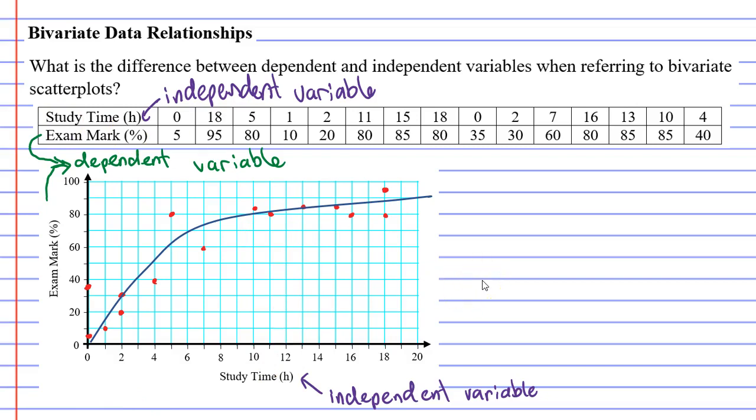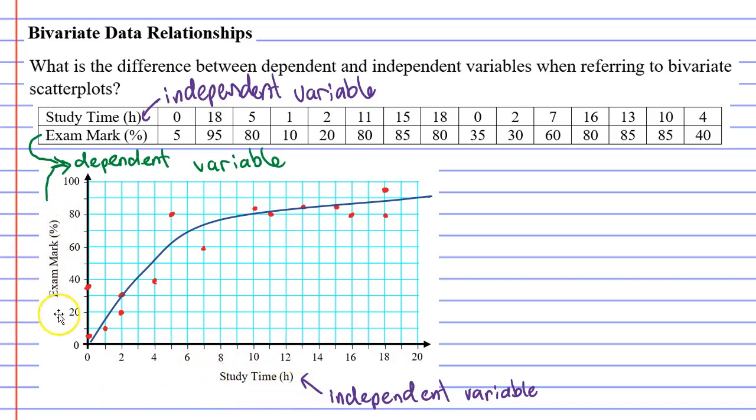Now we'll talk about how this is quite different to linear functions. When we spoke about dependent variables in linear functions, we mentioned that it was dependent because you couldn't really calculate it without first knowing the independent variable. So it was dependent on the other variable, or the independent variable. That's not always the case with bivariate scatterplots. For example, you can find out the student's exam mark without knowing the amount of study time they got.